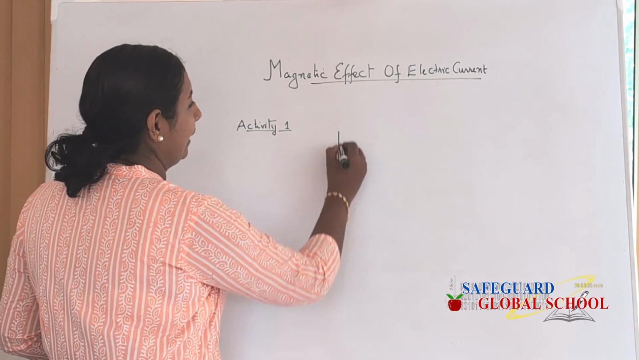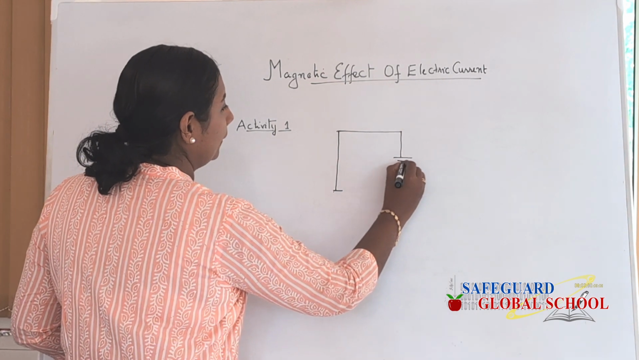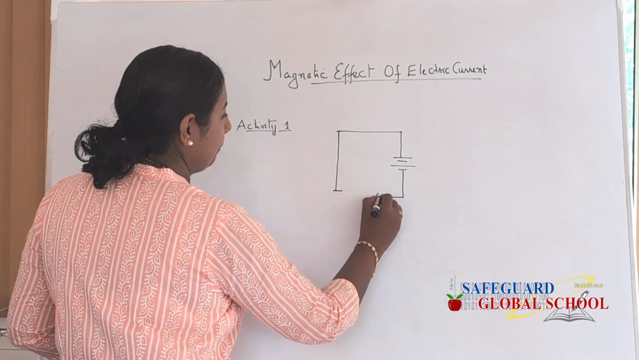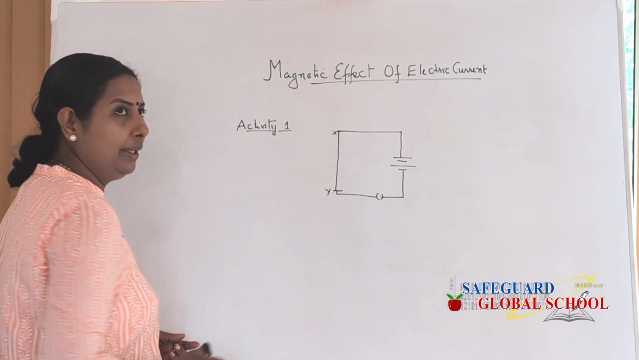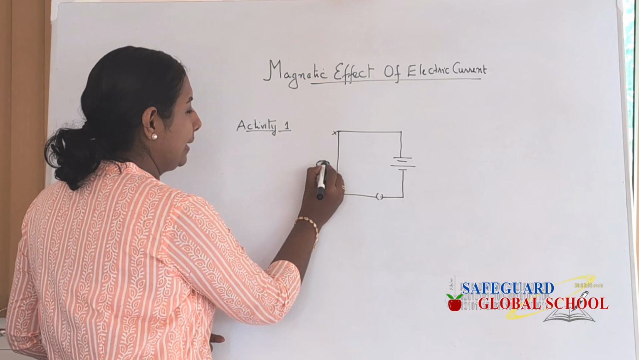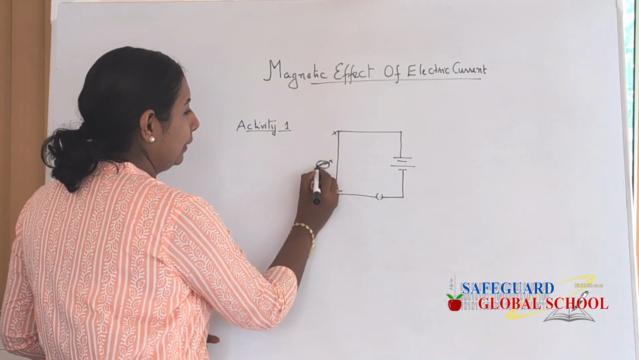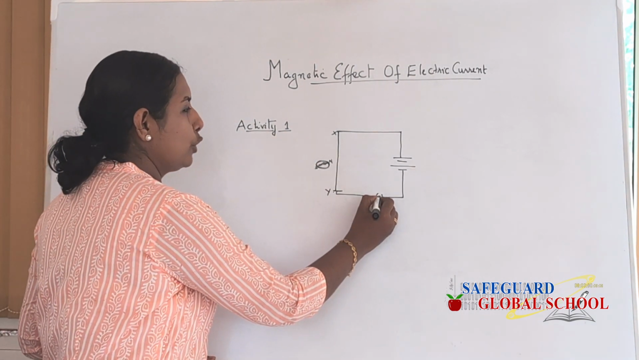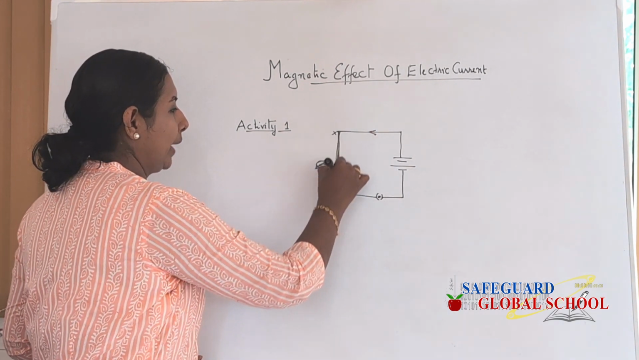A current carrying conductor is there, a normal electric circuit, and a key is placed, and the current carrying conductor can be named XY, and near it a compass box is placed with its needle showing north-south direction, and the current is switched on. So what happens is that the current passes through the conductor XY.